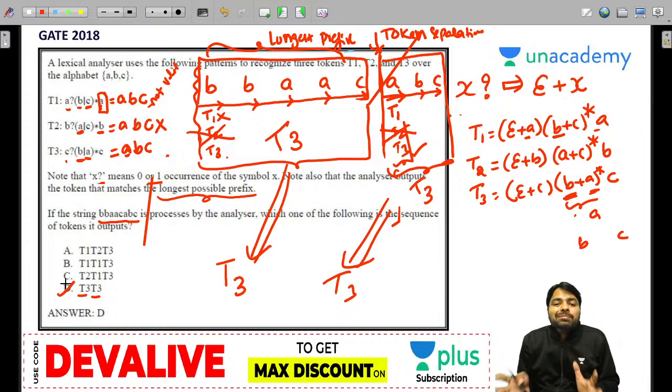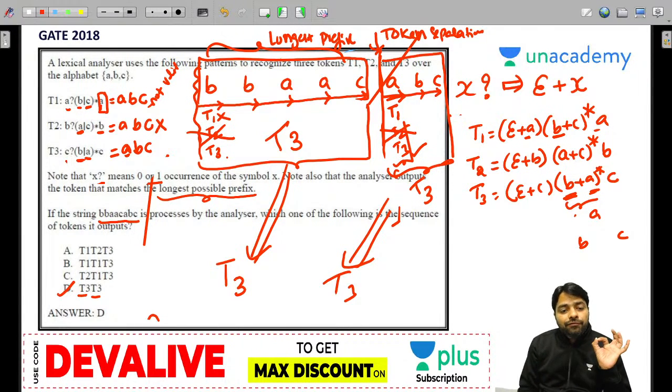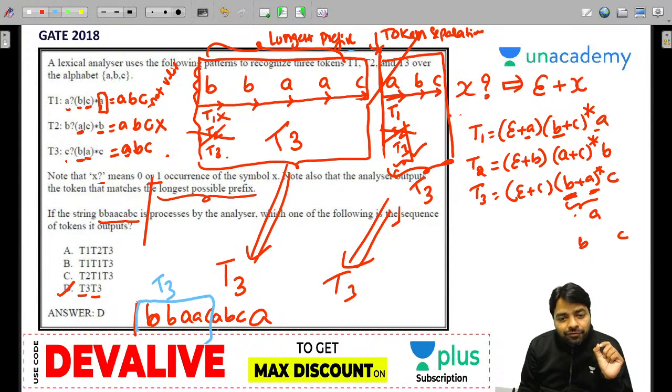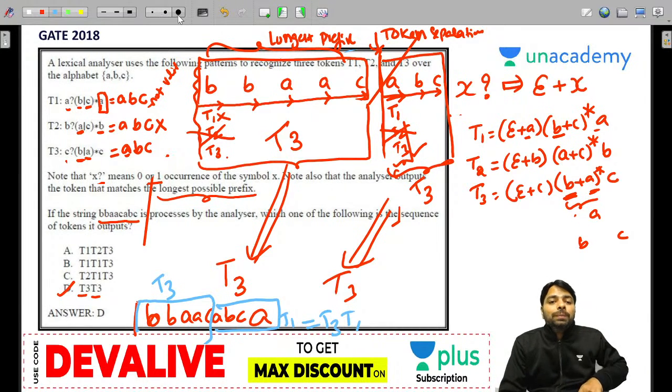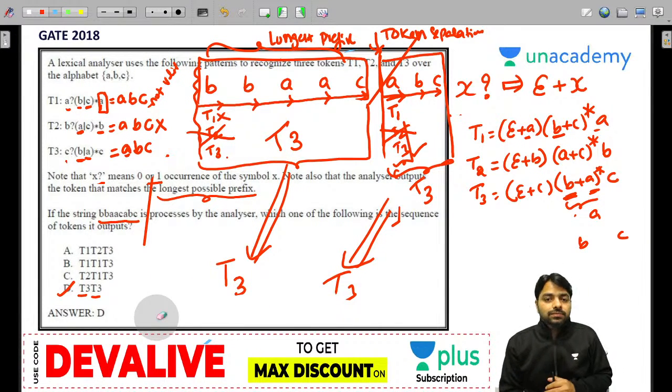This is called the maximal munch rule. T3 is going to match with the longest prefix of your input, and again T3 is going to match with the longest prefix of your input. And I'm giving a note, if in case you take B, B, A, C, A, B, C and A, then T3 is wrong. From here till C, T3 matches, and from here to ABCA, now T1 matches, which is equal to T3 T1. If you are going to practice in this example, T3 T1 is the answer, not T3 T3. Yes, clear? This kind of question may come again, so you should be ready for that.